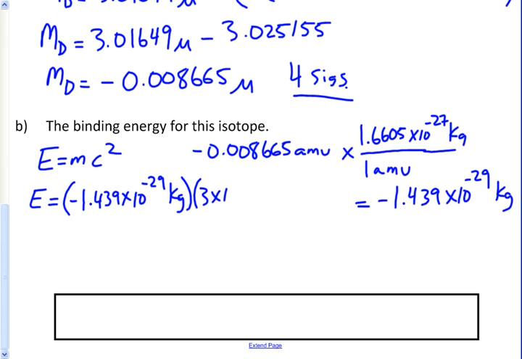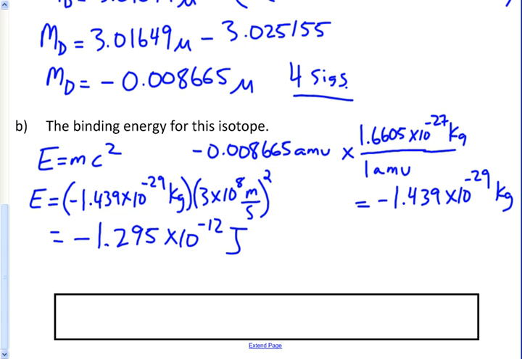So just to calculate the last thing here, we just need to bring that kilograms into our Einstein's equation, E equals mc squared. So 3 times 10 to the 8 squared multiplied by negative 1.439 times 10 to the negative 29. I got negative, sorry to rush this here, negative 1.295 times 10 to the negative 12. And now this answer is going to be joules.